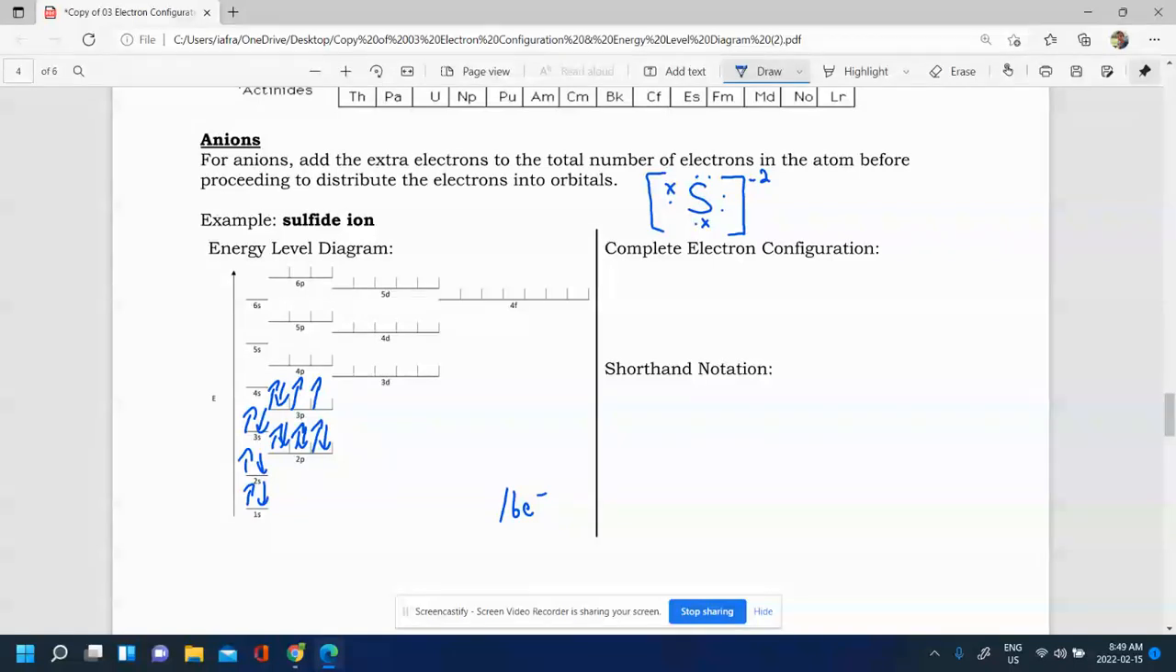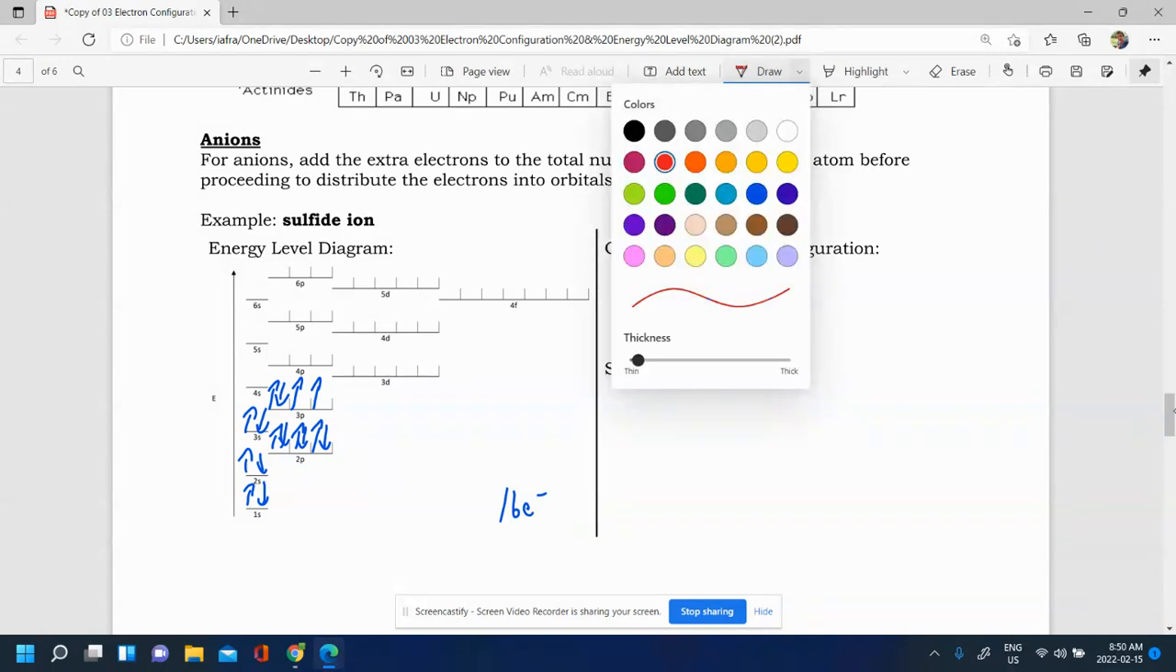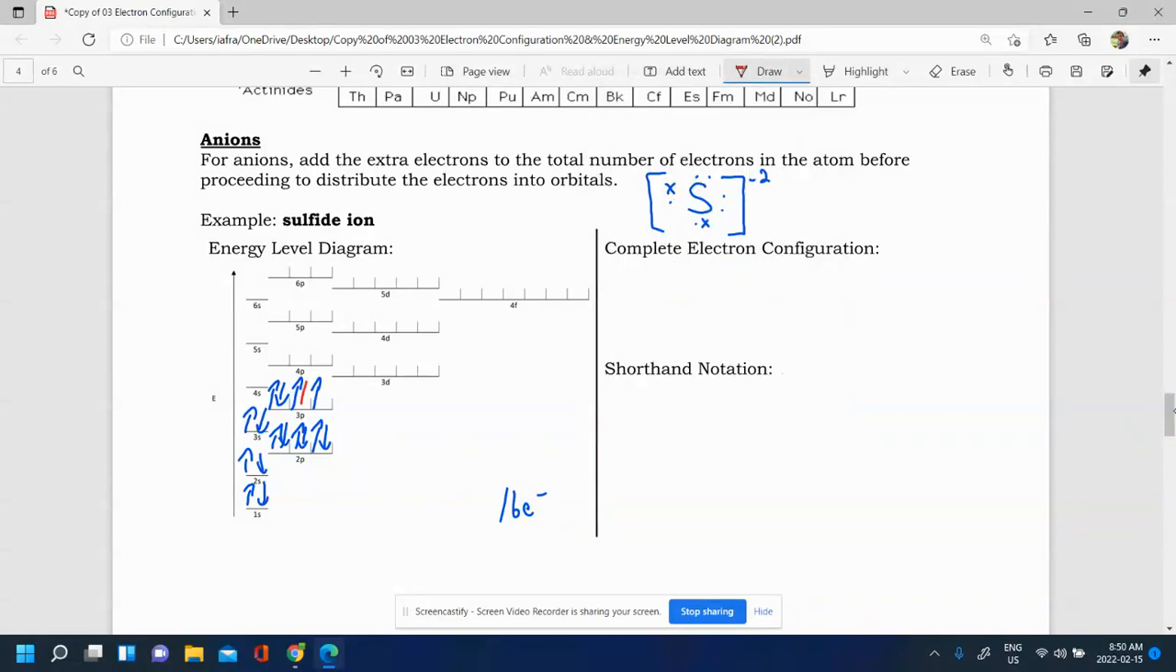And you would see that when you're forming an ion, what you're going to do is add extra electrons so that you can fill up the highest shell that remains. And that's the case for nonmetals. So add extra electrons to the total number of electrons in the atom before proceeding to distribute electrons into orbitals. And so we're going to add our extra electrons to fill up the 3p orbitals, I should say. Here they are, so 1 and 2. And so to fill up that last sublevel, we added 2 electrons, the red arrows there, and this would be our sulfur 2-.